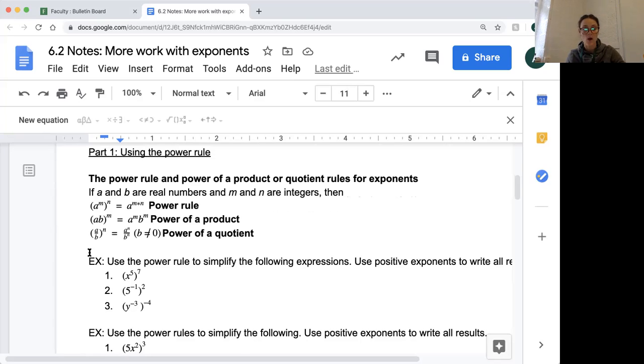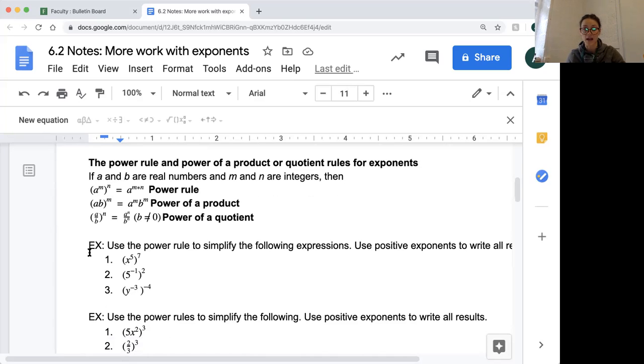And then finally, power of a quotient. That's A divided by B, a quotient, division, to the Nth power, is going to be A to the N divided by B to the N. B cannot equal 0. As usual, we can never divide by 0. That's old news. So that being said, let's go ahead and do some examples here.